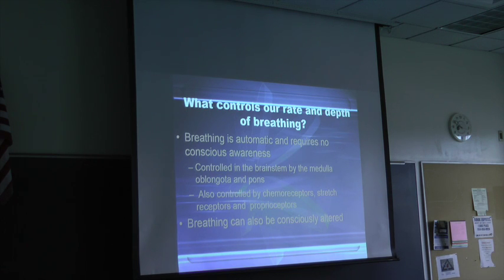Another thing that can happen is trauma, so a head trauma can also damage the brainstem. So a patient from a trauma can come into the ER not breathing because the brainstem has been damaged. And then one more thing to write down.